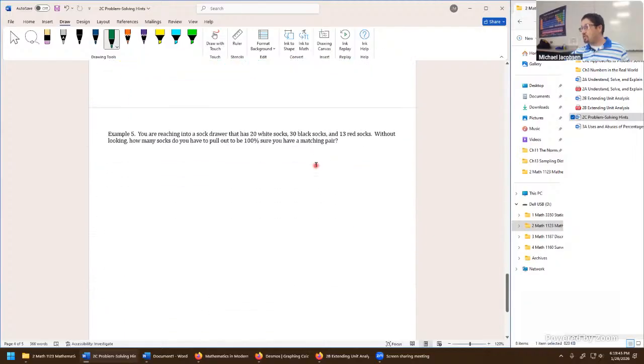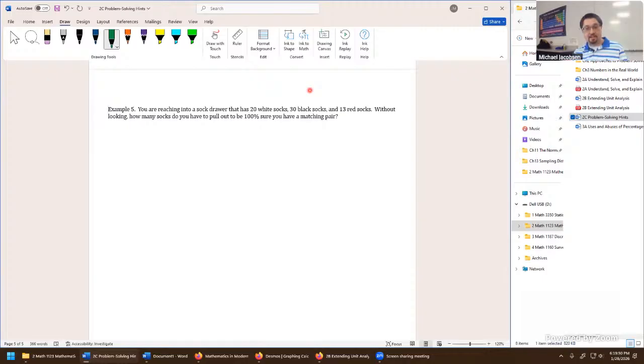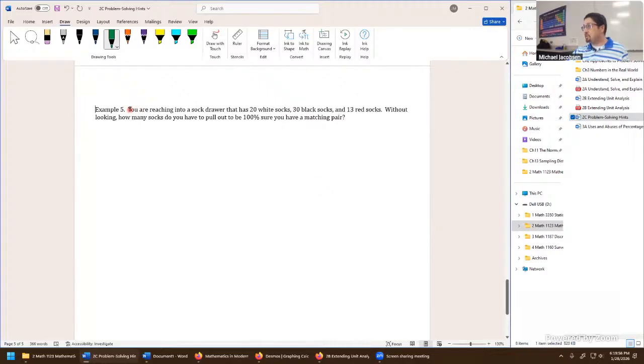And here's the last one for the notes. It's kind of a weird kind of problem, but there's a real honest to goodness mathematical principle behind the idea that we're going to use on this one. So it's probably a familiar scenario. You're reaching into a sock drawer that has 20 white socks, 30 black socks, 13 red socks. So you can imagine maybe that's an interesting sock drawer. Yours might be different. Imagine you're doing this in the early morning. There's no light whatsoever. It says, without looking, how many socks do you have to pull out to be 100% sure you have a matching pair?